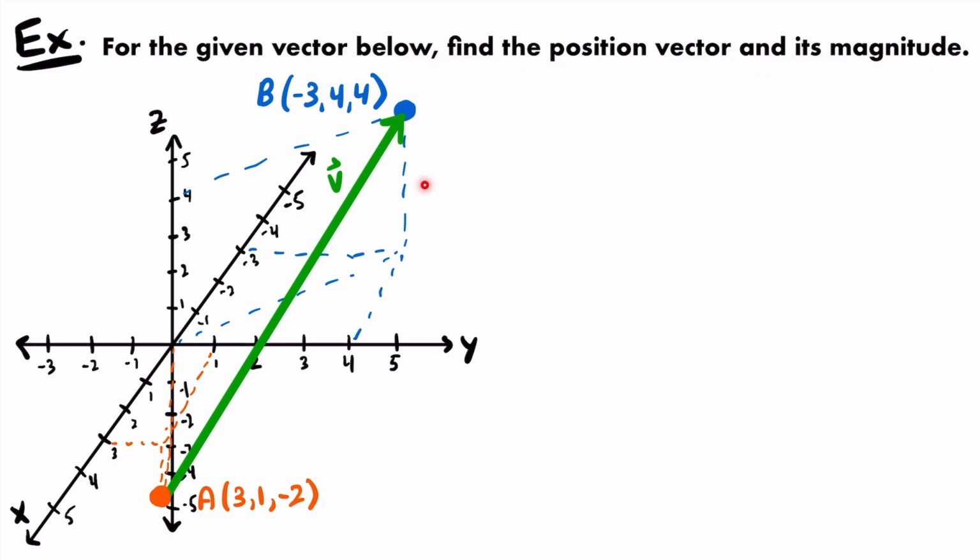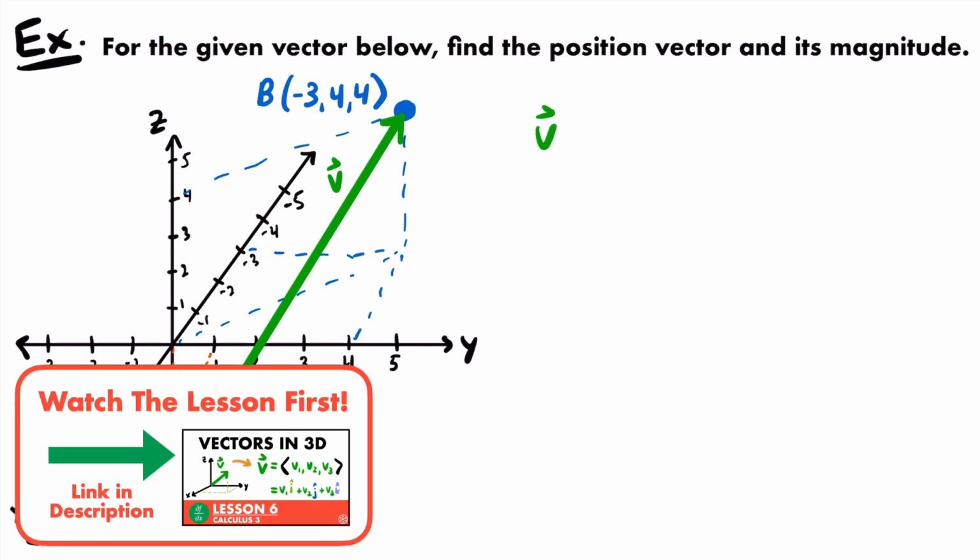All right, so we have a 3D graph here with a vector v, and it has an initial point A at the point 3, 1, negative 2, and a terminal point B at the point negative 3, 4, 4. And so what we want to do, given this vector and its initial and terminal points, is find the corresponding position vector, the version of this vector where the initial point would be the origin.